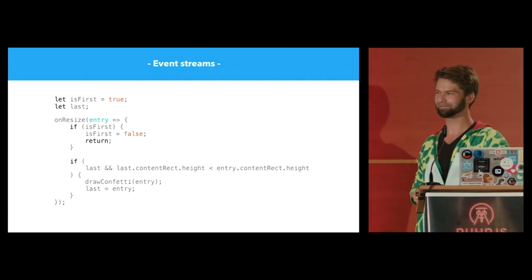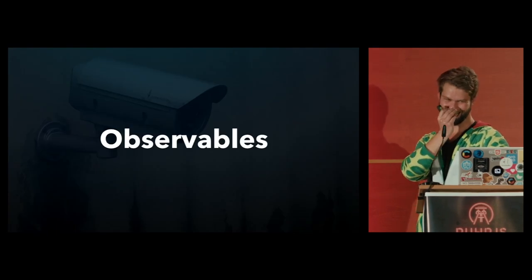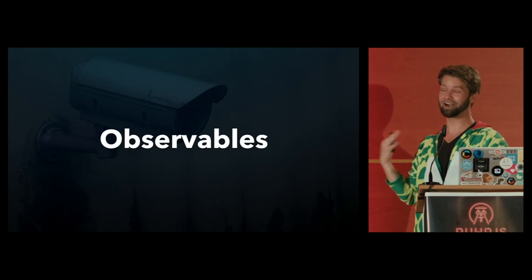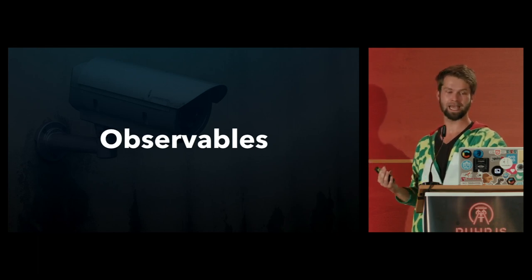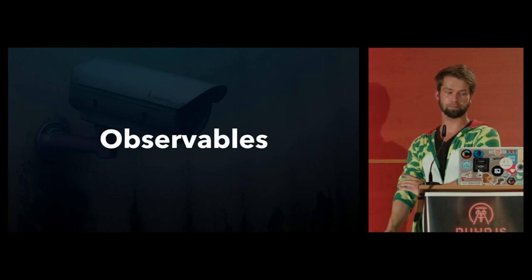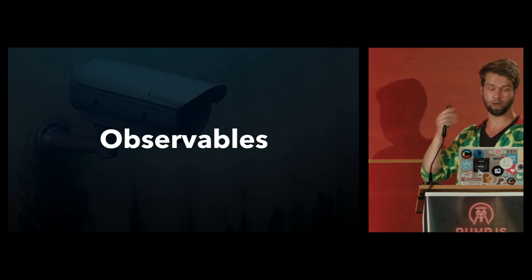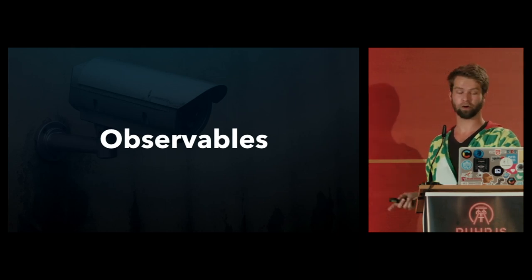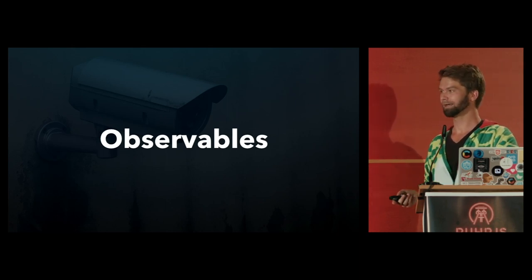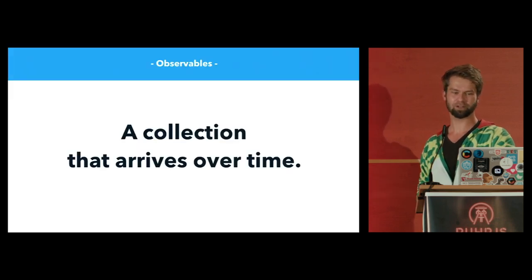So let's enter observables. When you're thinking of an array, it is a sequence in memory. And an observable is an array over time. Observables are currently only in spec, and they are on ECMAScript spec stage 1. And definitely, they are a talk on their own. But to fit the title of the talk, I had to bring them in. So observables are a collection that arrives over time.